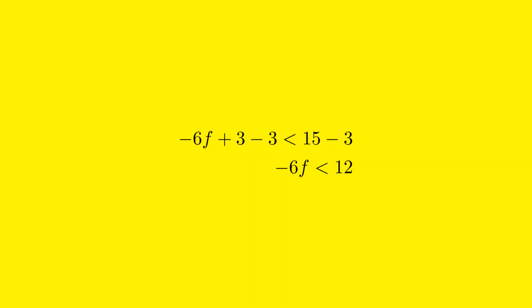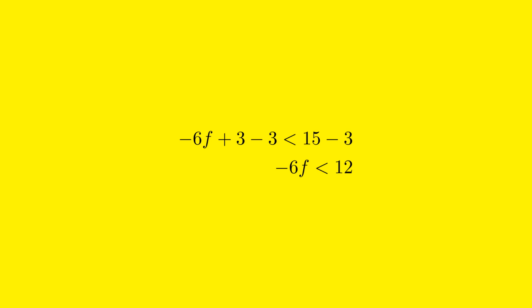In step 1, we start with the inequality -6f + 3 < 15. Our goal is to isolate the variable, which in this case is f, on one side of the inequality. First, we need to remove the constant term on the left side of the inequality. The constant term here is 3. To do this, we subtract 3 from both sides of the inequality.